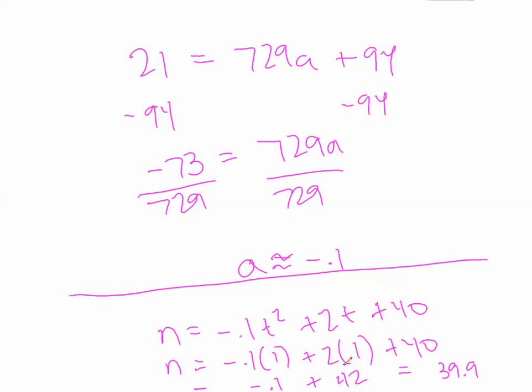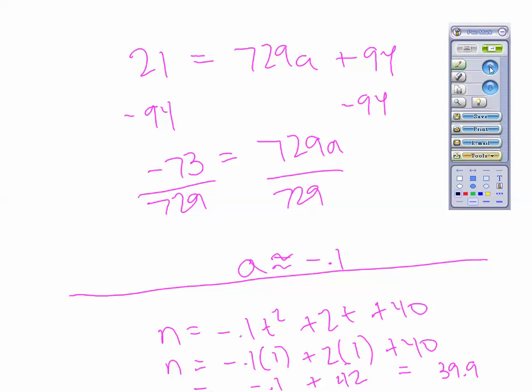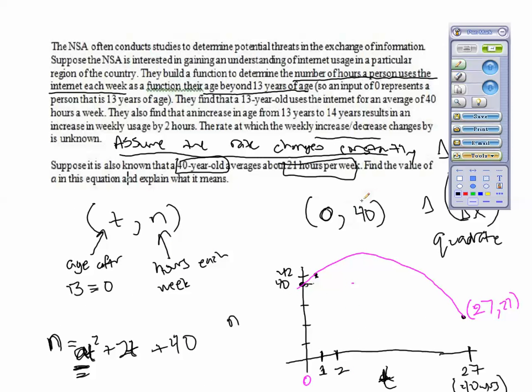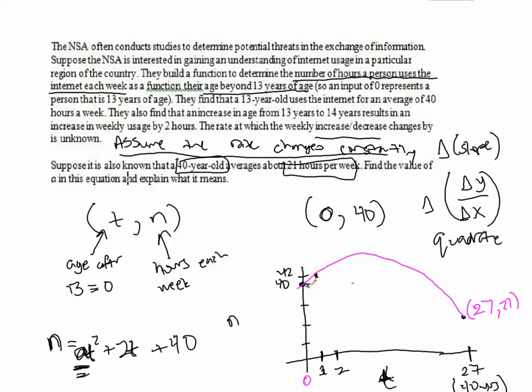Well, what did we learn about a person who was 14? That person was on the internet for about 2 hours more than a person who was 13. Now, we were pretty close, but with rounding and everything else, we got 39.9 instead of 40, because we rounded the value of a. So you can see this is a really tough problem because there's a lot of information here. I probably should have given you this piece. I need to be careful because that tells you what you can assume. And if the rate changes constantly, then we know for a fact that's a quadratic function.